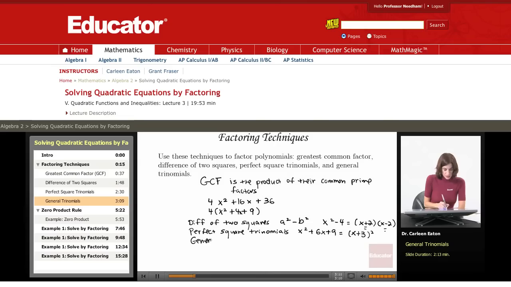General trinomials are a little more complex to factor. Again, you can review all of this in Algebra 1, techniques for factoring. And an example of a general trinomial would be x squared plus x minus 12. It doesn't fit into any of these special cases like the difference of two squares or perfect square trinomials. So I have to do a little more work in factoring that out. Recall from earlier lessons that you need to look at the signs. I have a positive sign here, I have a negative here. And if I have a negative, that must be the result of multiplying a positive and a negative.